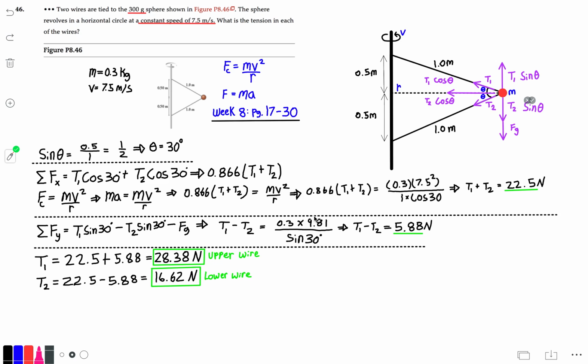So tension 1, or the tension in the upper wire, is going to be 28.38 newtons, and tension 2, or the tension in the lower wire, is going to be 16.62 newtons. If we look at this in the context of our diagram, we can see that this makes sense, because we have our force due to gravity here. The forces in the y direction need to even out, so the tension in the upper wire must be bigger to counteract the force due to gravity. So this does make sense.